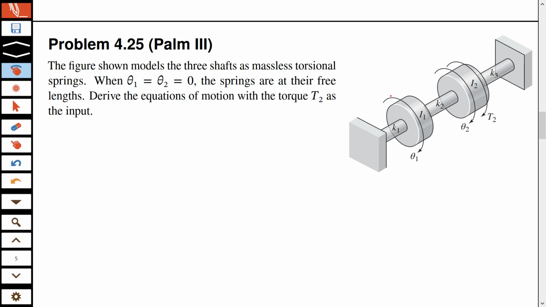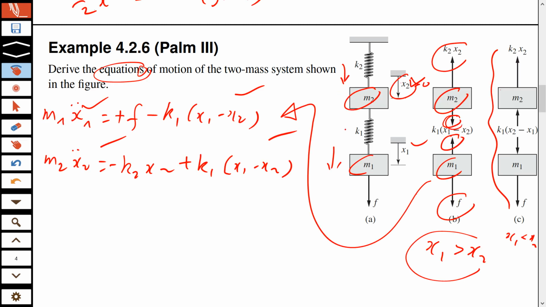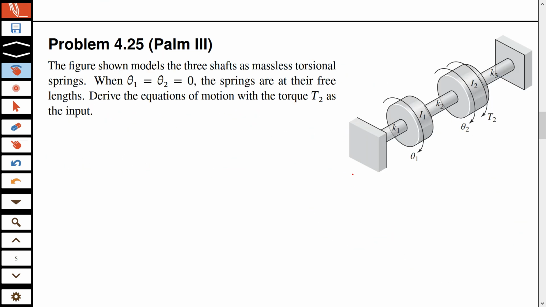Now here, all this looks complicated, but it's actually the exact same problem. The only difference is that instead of translation you have rotation. So you have two free bodies, rigid bodies. I can now depict them like that. One for I1, one for I2, okay?